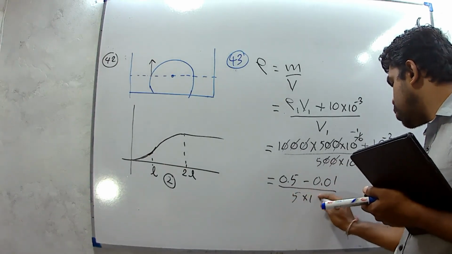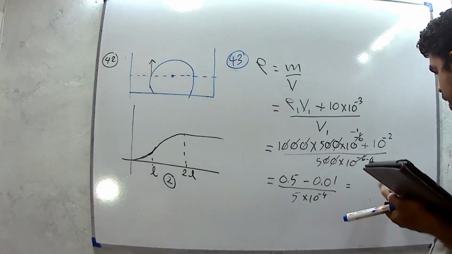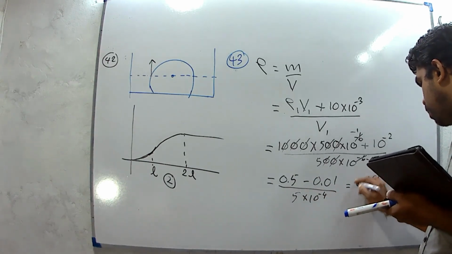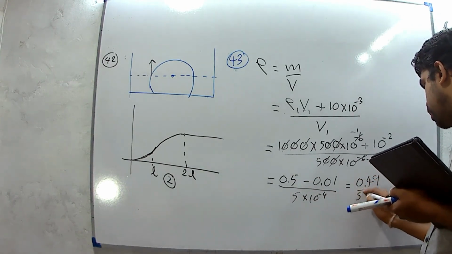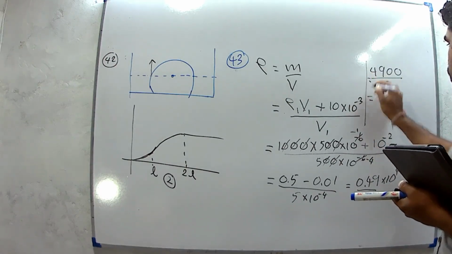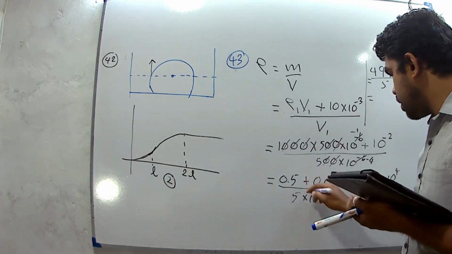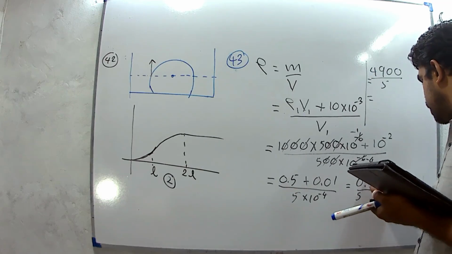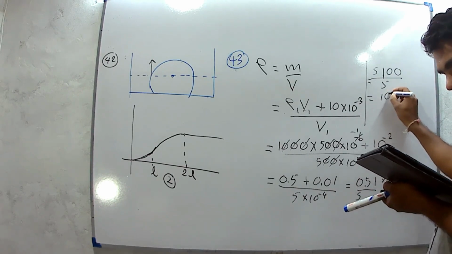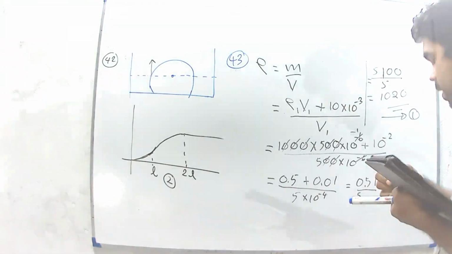5 into 10 to the power minus 4. Then 10 minus 1, 9. 4 minus 0, 4. 0.49 divided by 5 into 10 to the power minus 4. We have to divide by 5. 49 divided by 5. Sorry, we have to add it. 0.51. Then 5100 divided by 5 is 1020. Then the answer is 1 for question number 43.